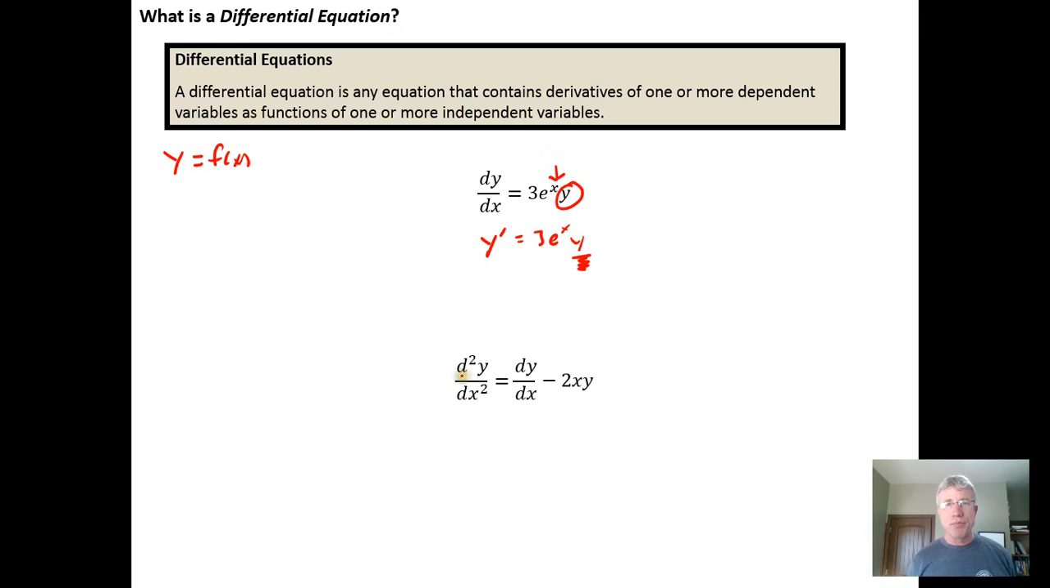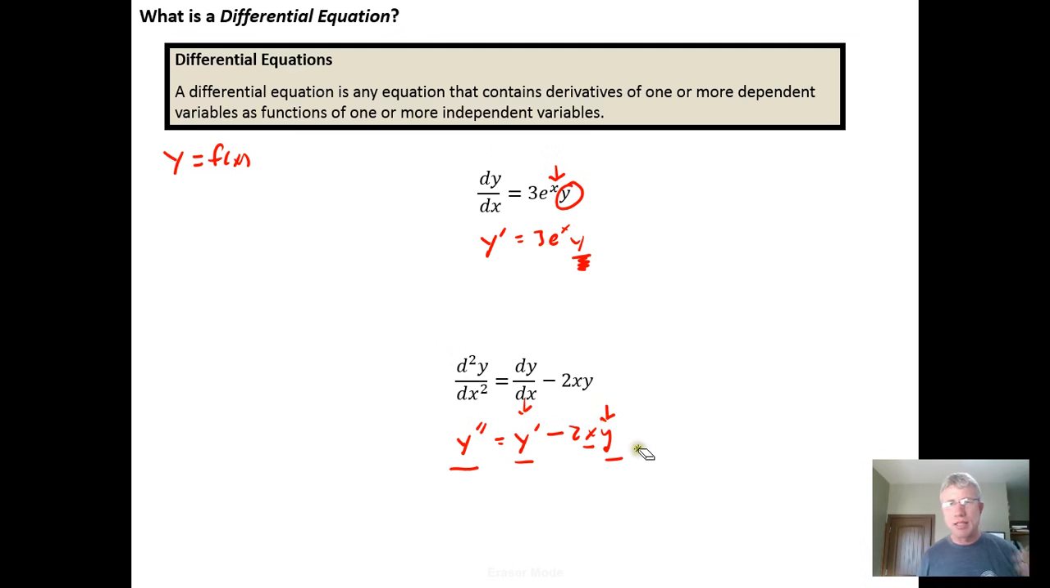So here I have d2y over dx2, which we want to recognize as y double prime, equaling dy dx, so equals y prime minus 2xy. Here I have a differential equation that has the second derivative of y. It's a function of the independent variable x, but it's also a function of the dependent variables y prime and y. So we have a function, the second derivative of y, that depends on the first derivative of y and the function y equals f of x itself.